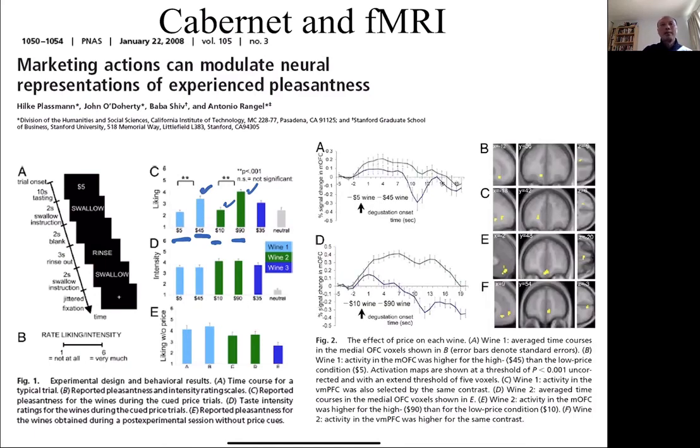So what they did was put people in the scanner and look at their fMRI response. You can see here, in the reward centers of the brain that monitor how much you like something, $45 wine versus $5 wine. And here's $90 wine versus $10 wine. In both cases, not only is the initial positive response much less, but there seems to be almost a negative response afterwards. We're not sure exactly what that means, but it certainly shows that your subjective liking of something also has a biological substrate.